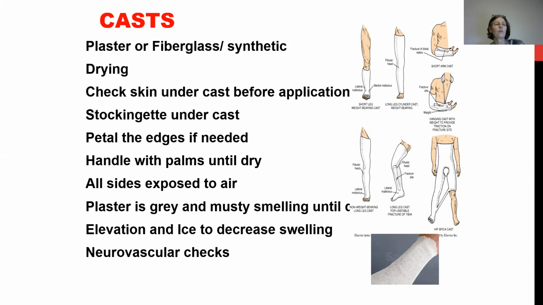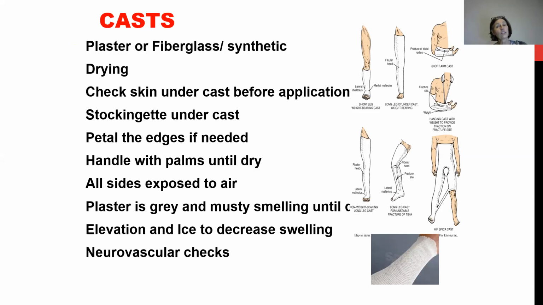So the stockinette will be applied, and then you'll have some padding. And then after he gets most of the cast on, he or she will pull the edge of the stockinette up, roll it over the top of the cast, and put a layer of casting holding the stockinette that way. And that gives you a soft surface at the top of the cast and the bottom of the cast, so that it's not sharp edges from the synthetic cast. That's a form of petaling the cast.